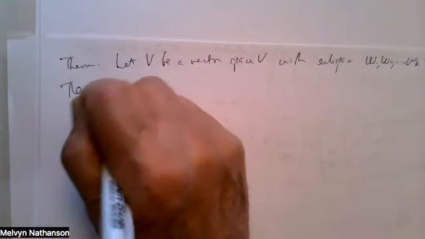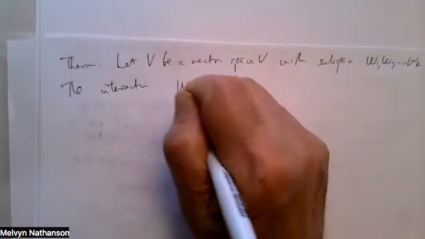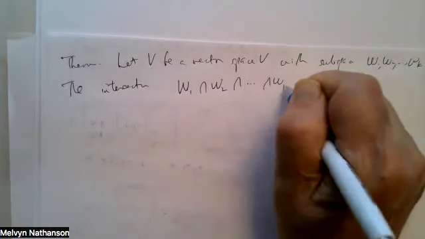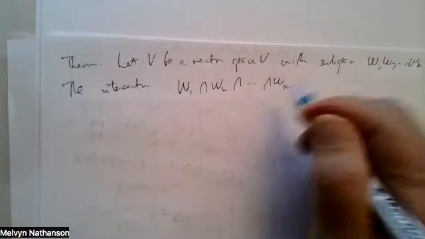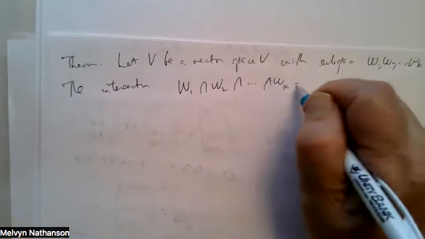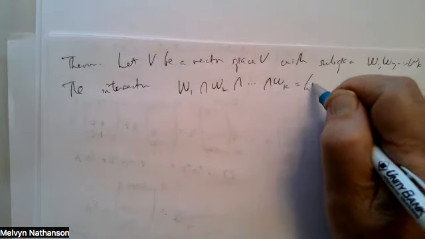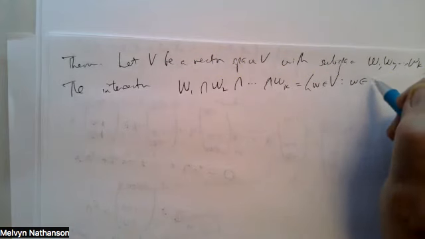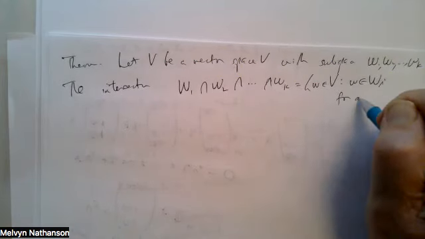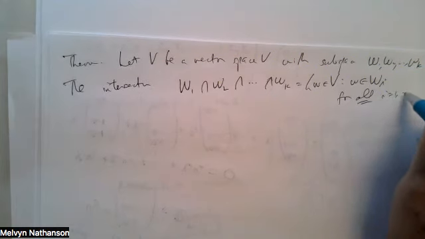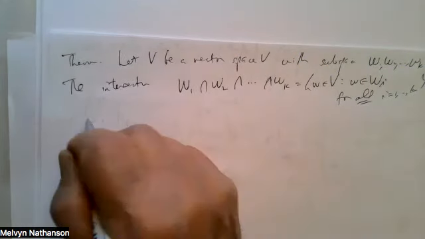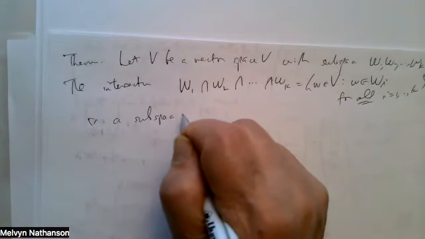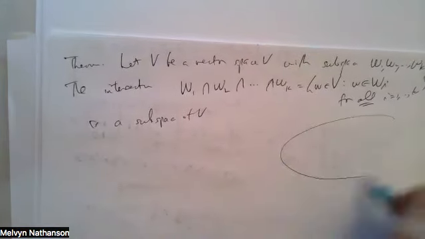The intersection of all these. What is this? What does the intersection of the sets mean? This is the set of all vectors w in the vector space such that w is in the subspace Wi for all i from 1 up to k. Right? That's the intersection. This is a subspace of V.